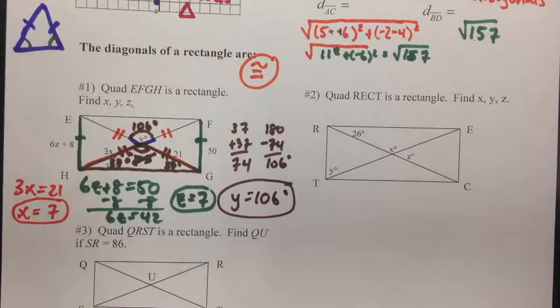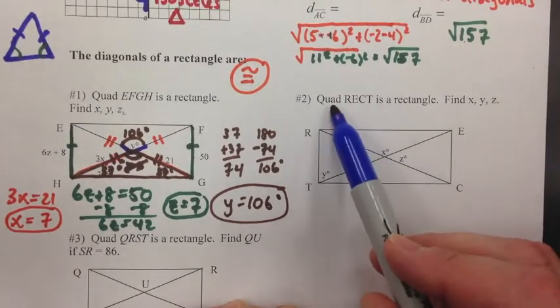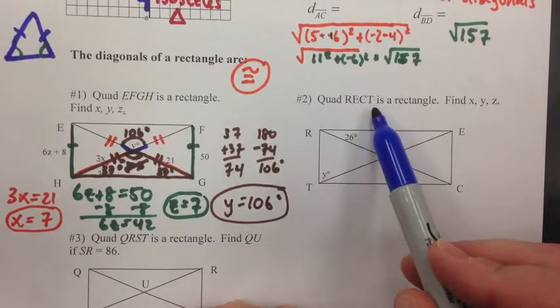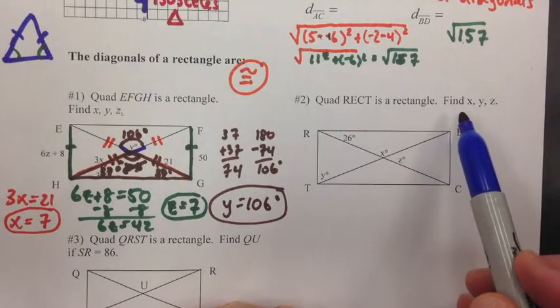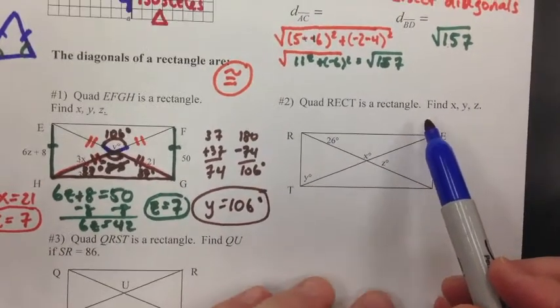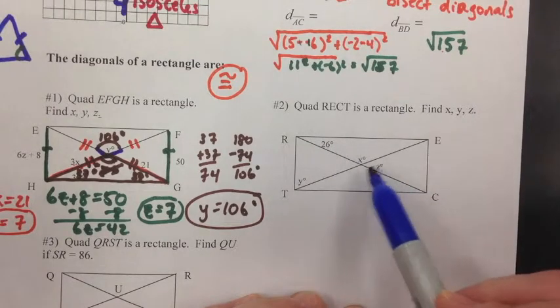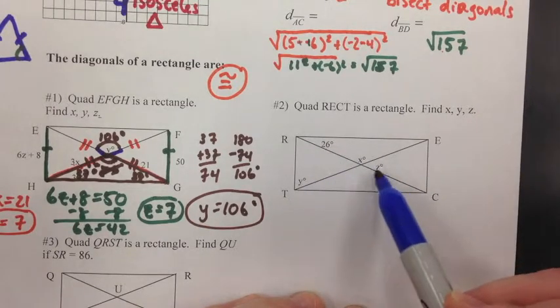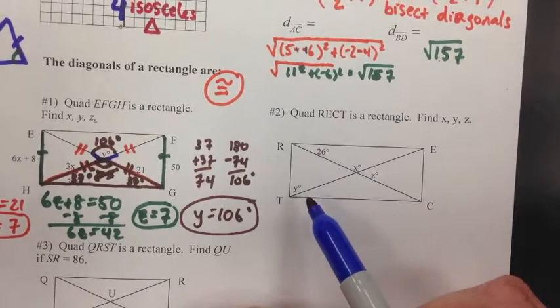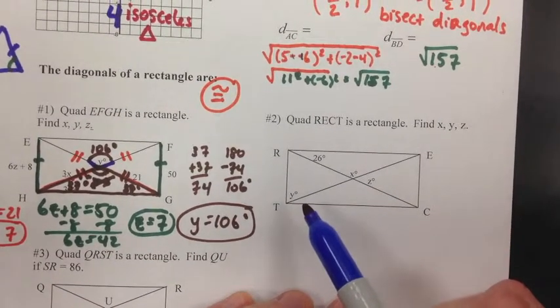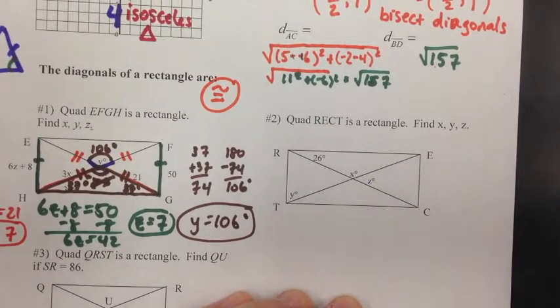All right, so now we're back, part two. Let's take a look at the second example here. Quadrilateral RECT is a rectangle. Find x, y, z. So this is similar to the first one, although in this picture, everything that we're looking at, these are all angle measures. Okay, so we're going to be using our angle relationships.